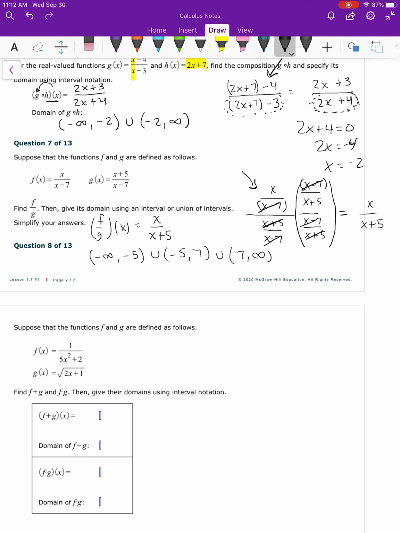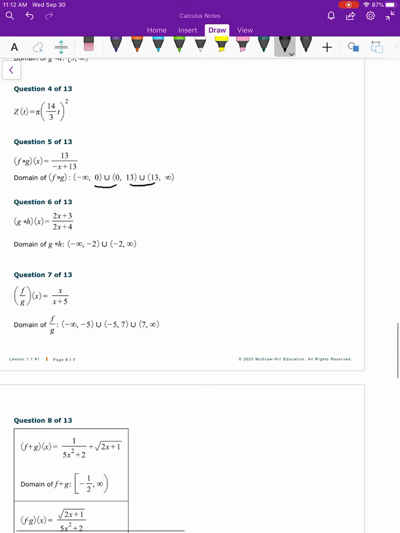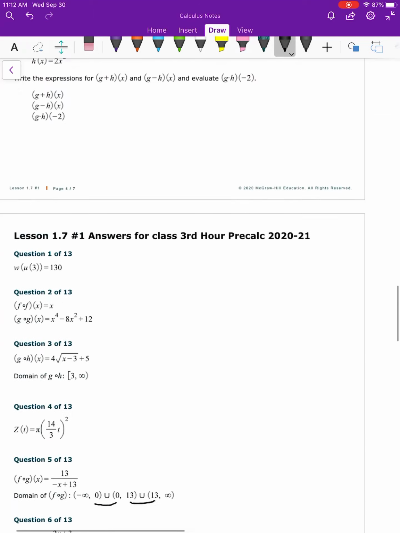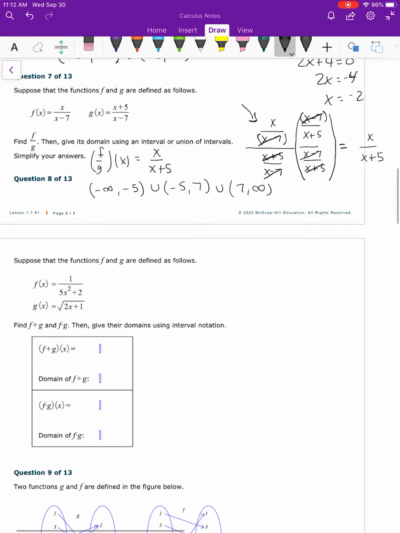I want to check that one too, just to see if we got the same answer. Look, they took out negative 5 and they took out 7. So yes, we did get the same answer there. Okay? All right, now we go back up here. I'm almost to the one that I wanted to show you, which is the main reason why I made this.